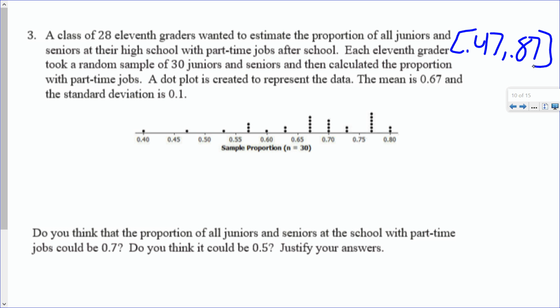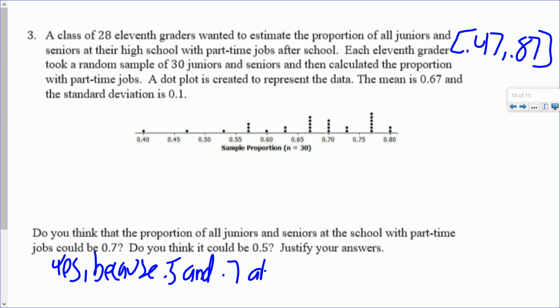Do you think the proportion of all juniors and seniors in the school with part-time jobs will be 0.7? Well, is 0.7 inside the confidence interval? Yes. Is 0.5? Yes. So yes for both, because 0.5 and 0.7 are in the confidence interval.